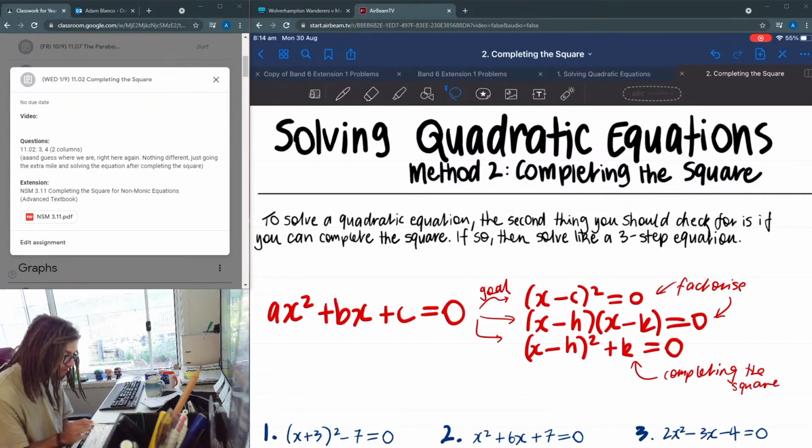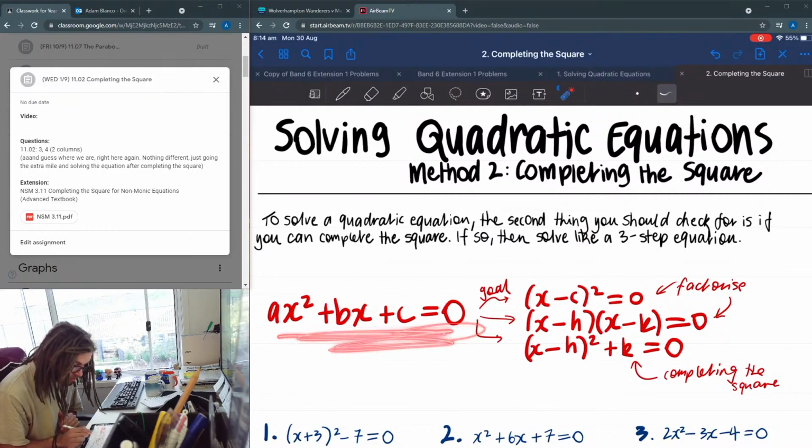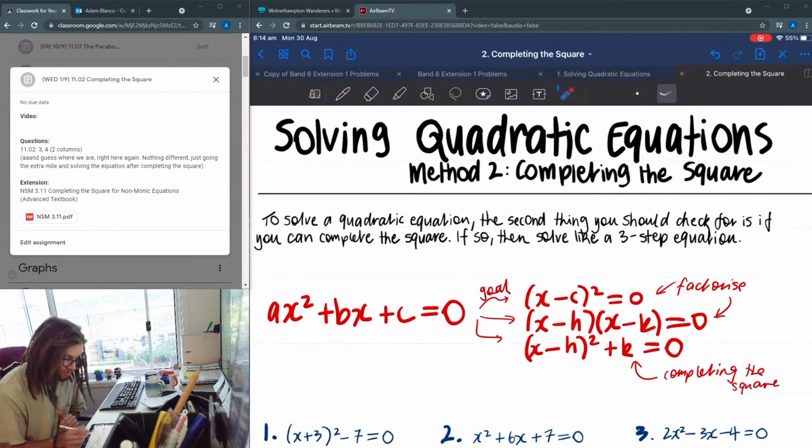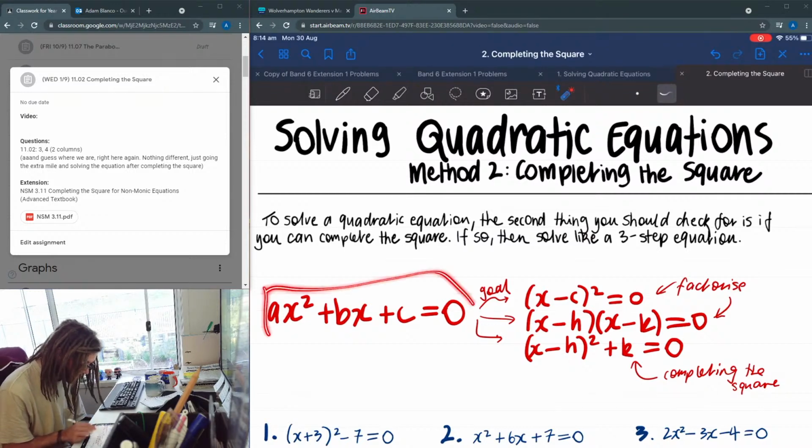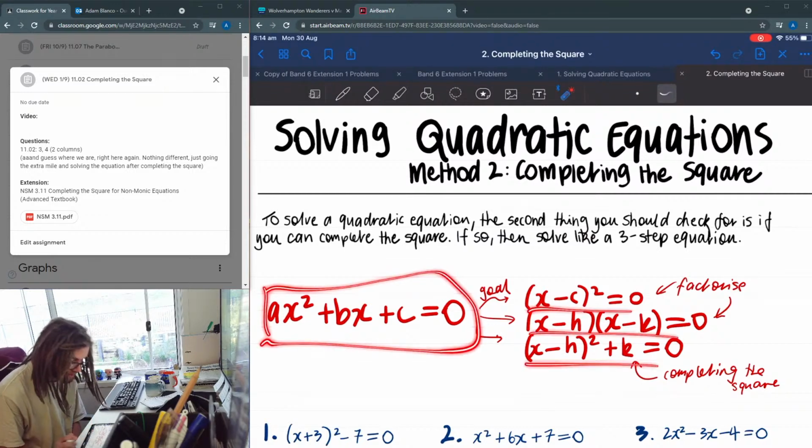Now, I feel like I stressed this a lot in the last lesson, but there is a reason for that. The whole point, and I'm going to say it again, is that every quadratic looks like this. We want it to look like one of these so that we can solve it. The reason we want to be able to solve it will become clear next week, but we just want to be able to solve it.